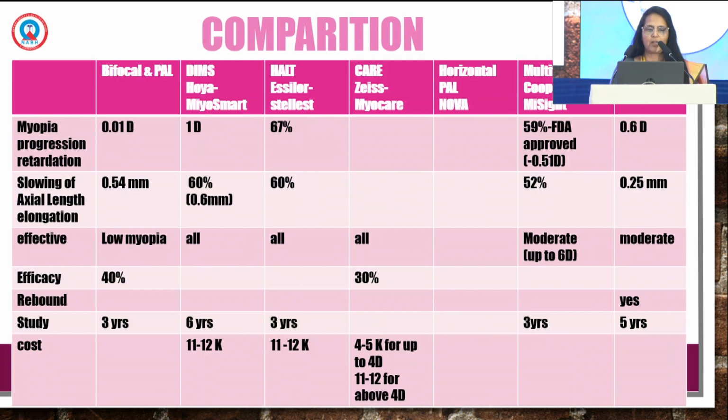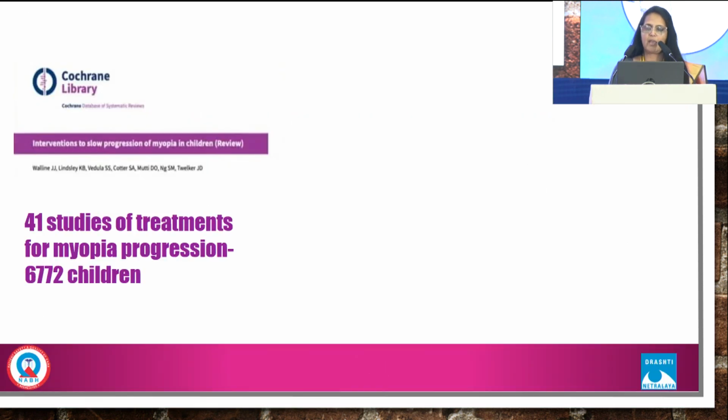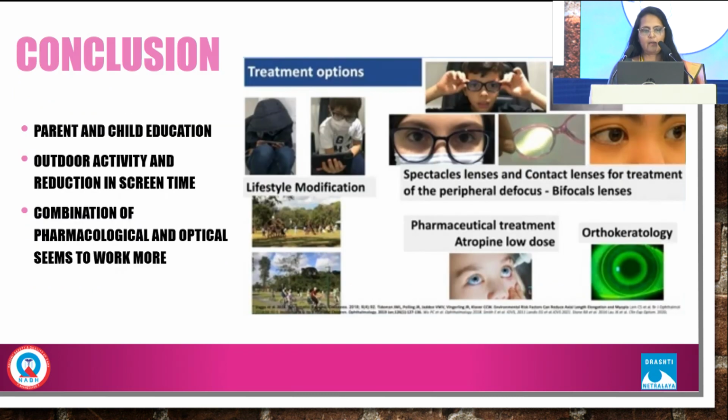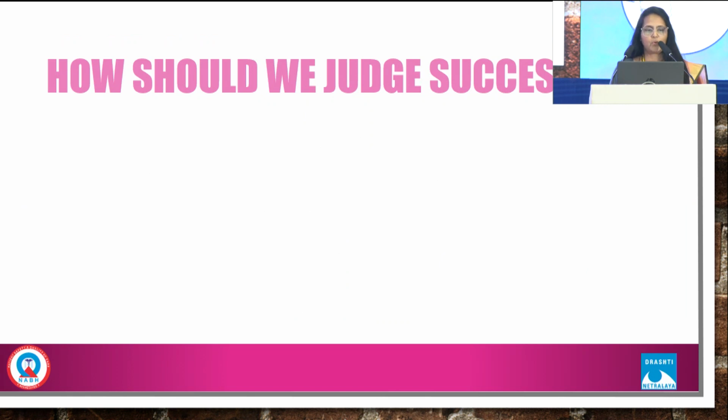So you have to take care. So this is a simple comparison. We have covered all the options available, and there is one Cochrane study where 6772 children have been treated. What is the moderate certainty evidence and what is the certainty of evidence on progress? So in conclusion, patient and child education, outdoor activities, and a combination of pharmacological with optical treatment seem to give more benefit.